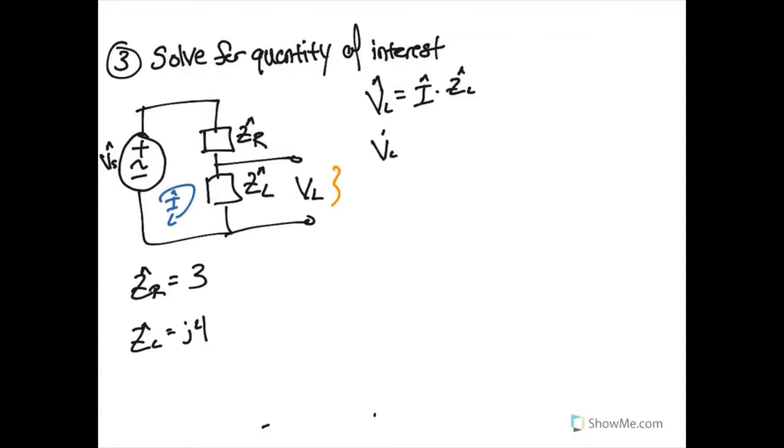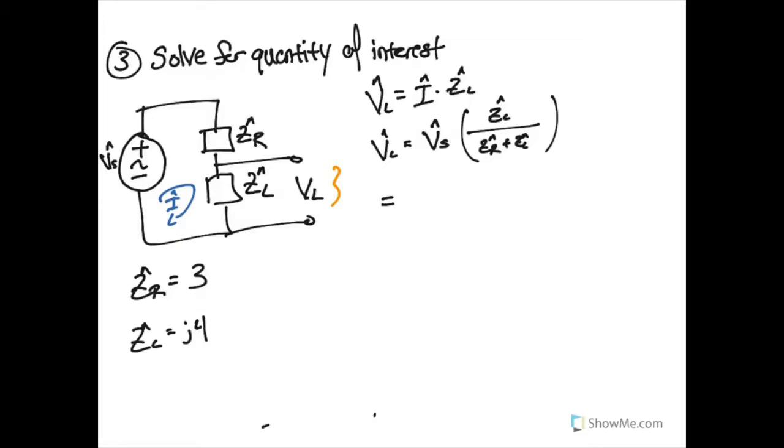Or we could also look at the circuit and recognize that this is in fact a voltage divider. Even though we've removed the inductor and the resistor and replaced them with boxes, this is still a voltage divider. And so we can write out our expression as a voltage divider by saying that the voltage across the inductor is the impedance across the inductor divided by the sum of both impedances times the original source.